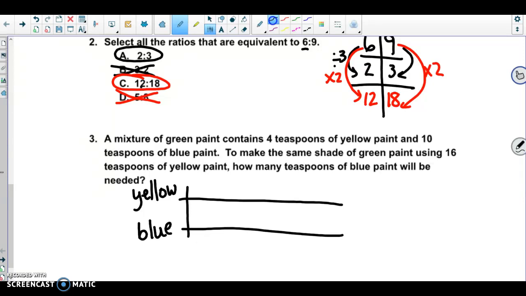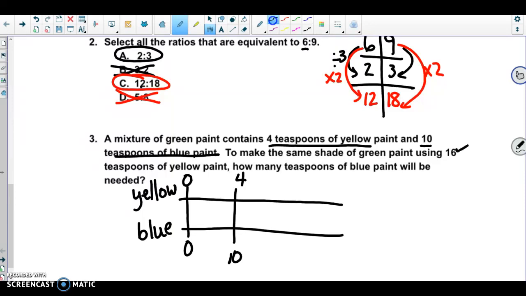Okay, so yellow and blue, if I don't have any, I've got 0 of each, and so that would be the 0 batches. If I have nothing, I have no batches. But for one batch, or one amount of the green paint, we need 4 yellow and 10 blue. So that's what I've got. So I need to have 16 of the yellow.